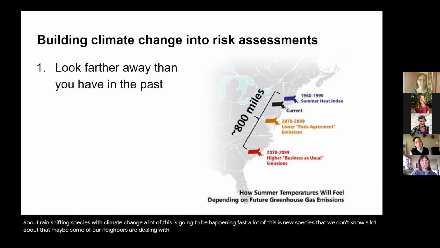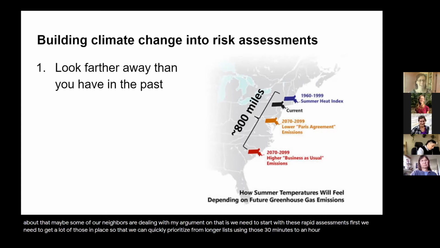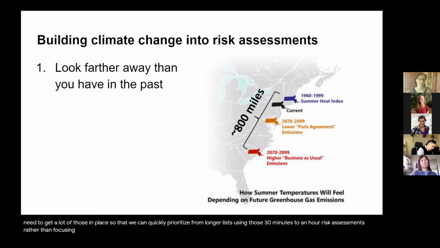And so my argument on that is we need to start with these rapid assessments first. We need to get a lot of those in place so that we can quickly prioritize from longer lists using those 30-minute to an hour risk assessments, rather than focusing as a starting point on the 2-week assessment type of things, because there's a lot of different species coming at us.